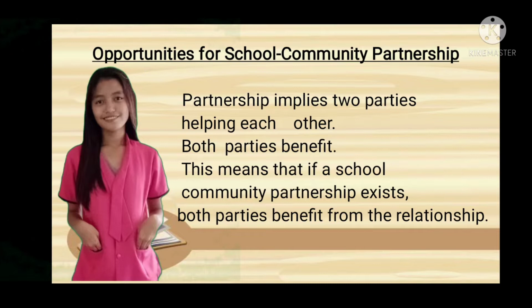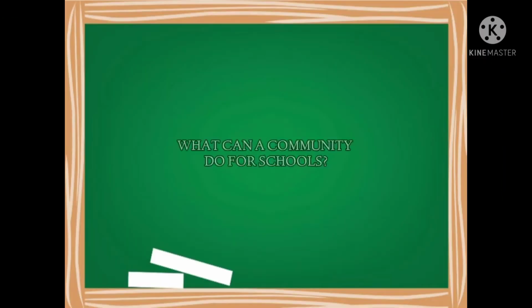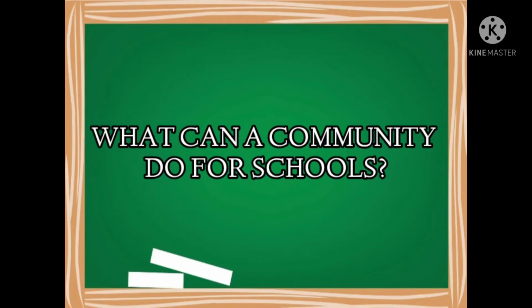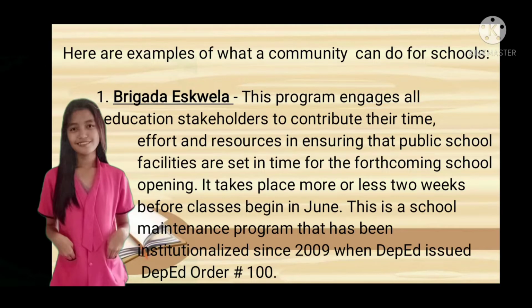So what does it mean? This means that if a school community partnership exists, both parties benefit from the relationship. Like for example, the school and community partnership shall present what communities can do for schools and what schools can do for the communities. But what can a community do for schools? Here are examples of what a community can do for schools.